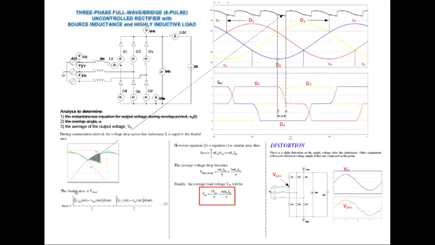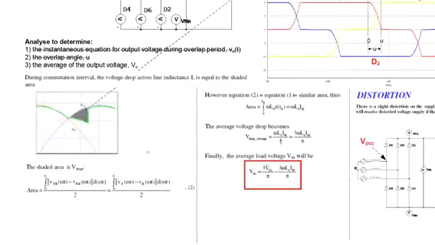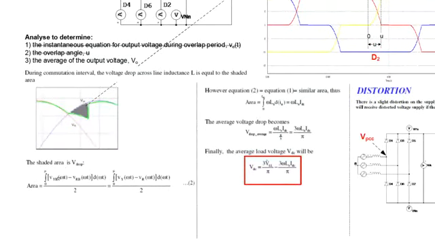To be able to do that, we look at the equations here. We know that the V out here is in the middle between the two line to line voltages. So how do we get the area under the curve? You integrate VYB minus VRB. Let me zoom in. So this is your VRB, and this is VYB.